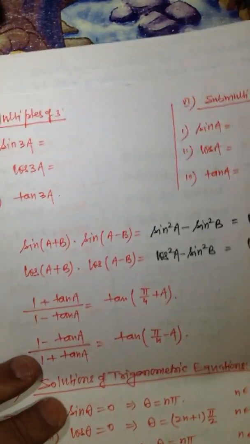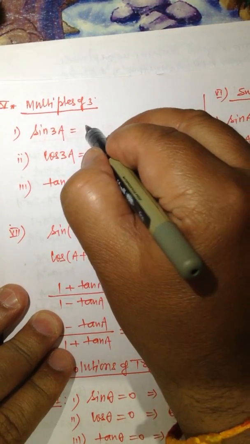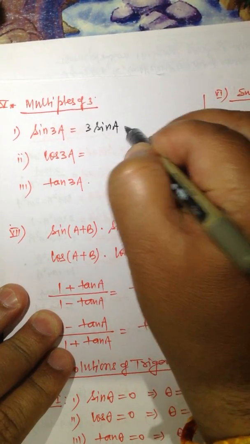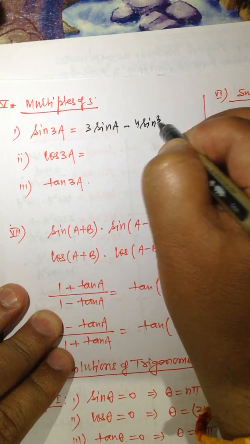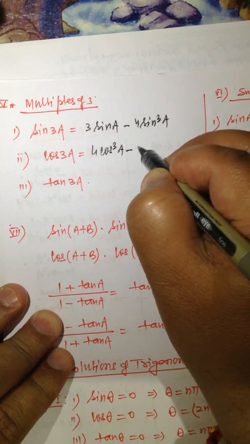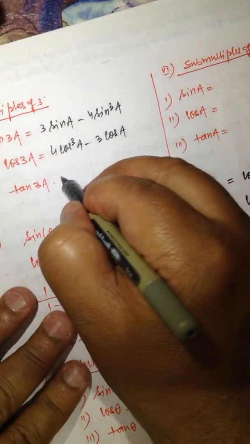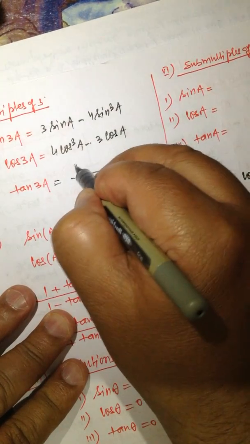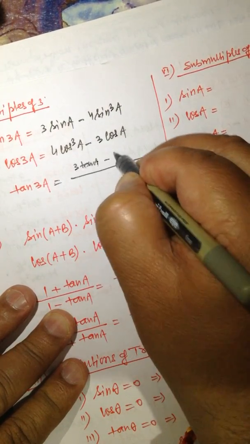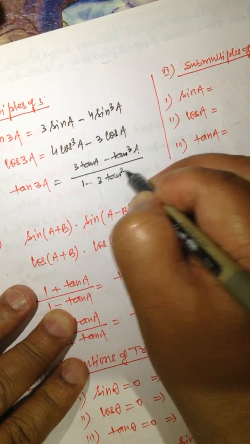Okay, some more identities we have. We need to understand this also. After that we will do derivations too. sin 3a is 3 sin a minus 4 sin cube a, cos 3a is 4 cos cube a minus 3 cos a, and tan 3a equals 3 tan a minus tan cube a upon 1 minus 3 tan square a.